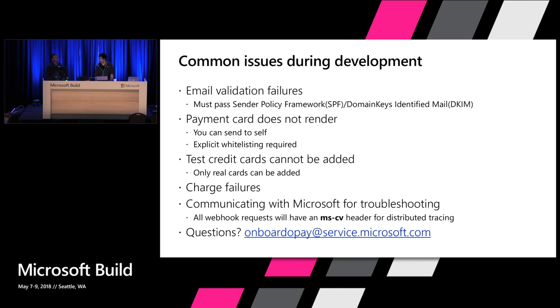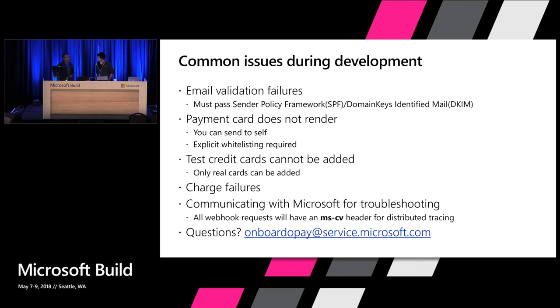The final thing is a note on distributed tracing. Because you are interacting with multiple components, a few components in Microsoft and your webhooks, there is always the question of where it failed. So for all webhook requests that we send out to your endpoints, we include a header called MSCV. That header contains the information that you can provide to us if we need to troubleshoot whether it failed on our end.